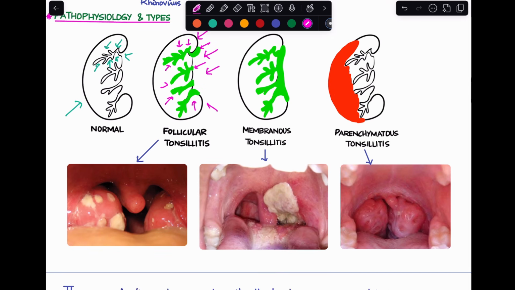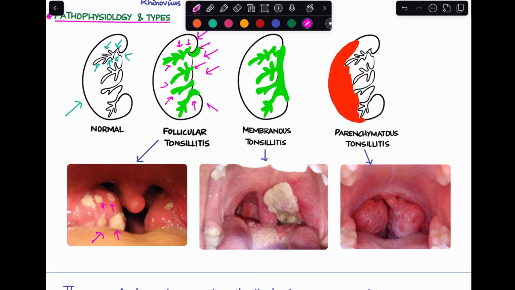tonsillar surface. If we look at the first image over here, you can see how an acute follicular tonsillitis case looks like. They look like these yellowish white spots all over. And these are all the spots where the crypts are opening into the surface of the tonsil. So this is what acute follicular tonsillitis will look like.